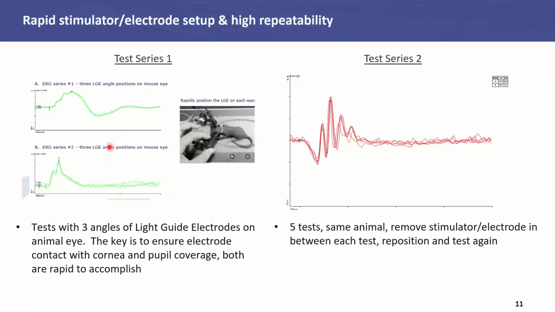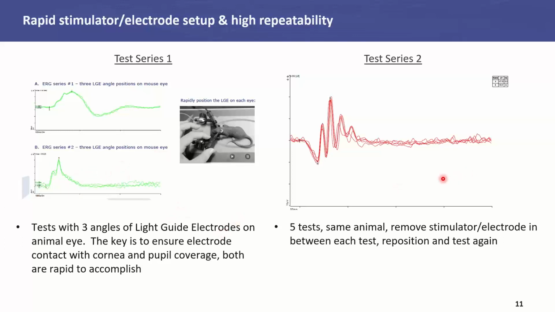So I have two test series here that show that. On the left, what we did was we took the electrode, put it on the eye, took a result, took it off, and then placed it in a slightly different position, and then took it off, and then placed it in a slightly different position. And you can see that all three of the responses were exactly the same.